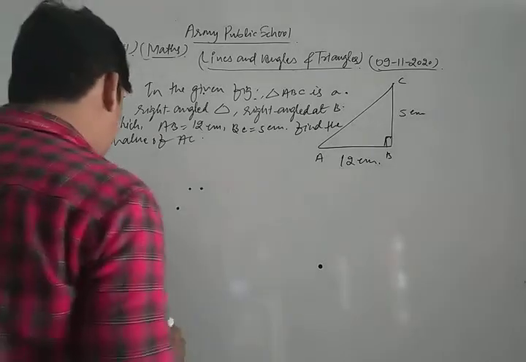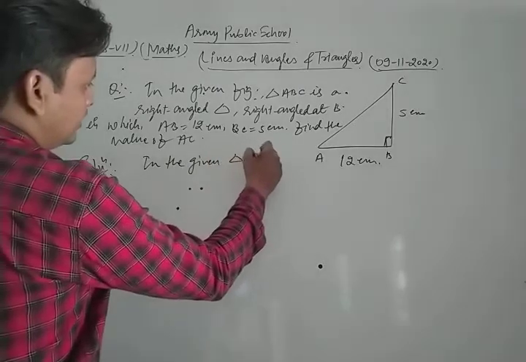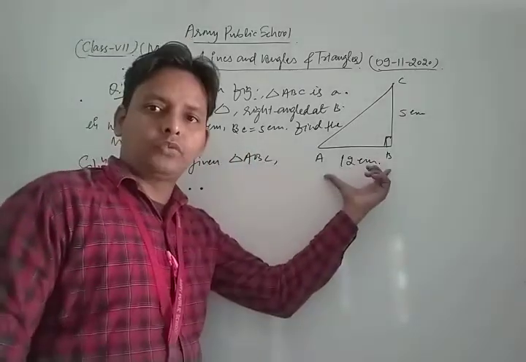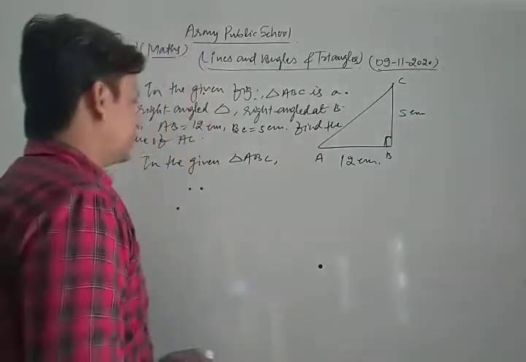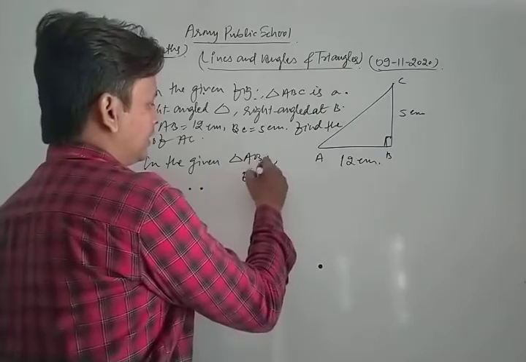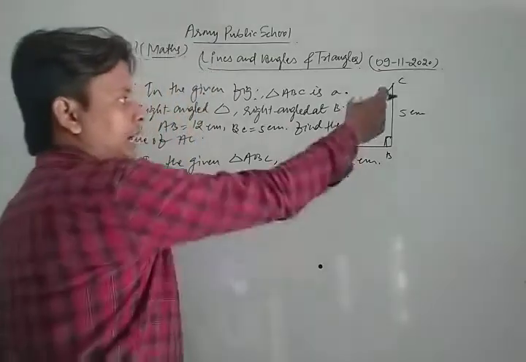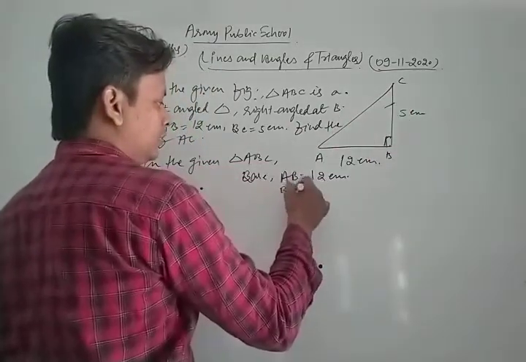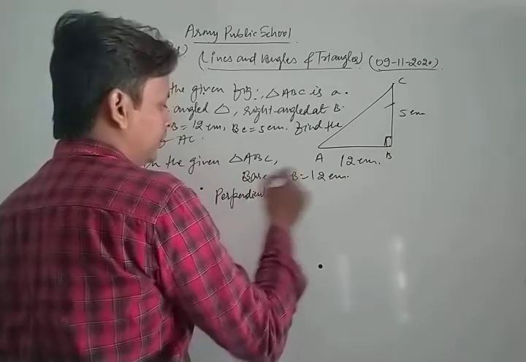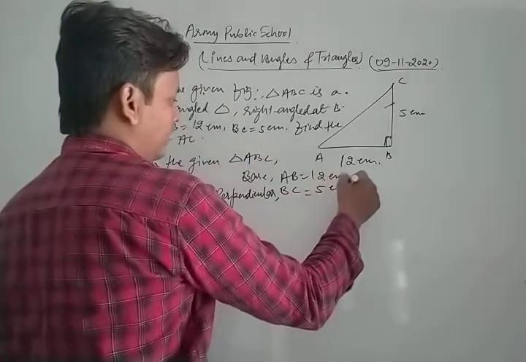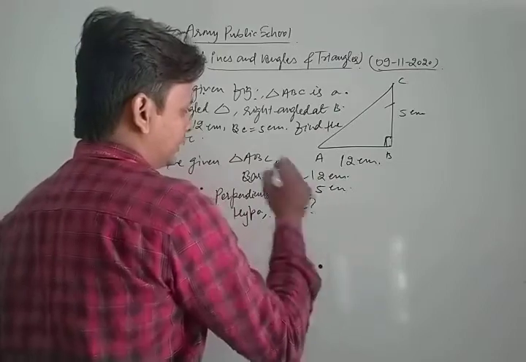Dear friends, in the given triangle ABC, this is the base of the triangle, this is the perpendicular of the triangle, and we find the hypotenuse as AC. In the given triangle, base AB is given as 12 centimeter, and perpendicular BC is 5 centimeter, and we find the hypotenuse AC.